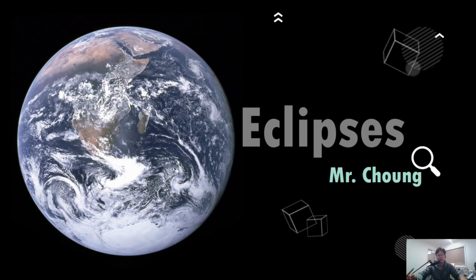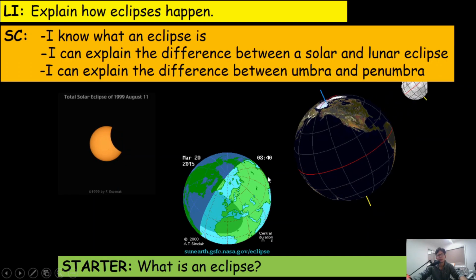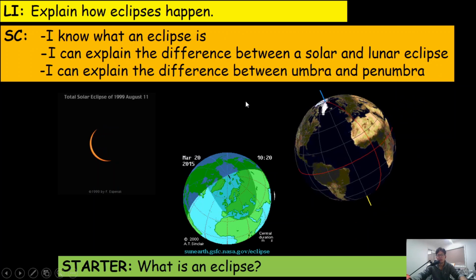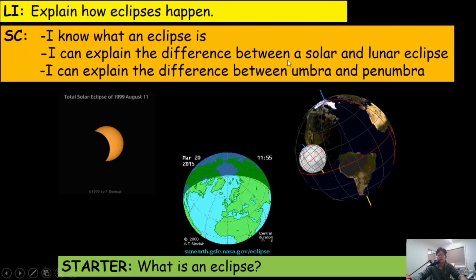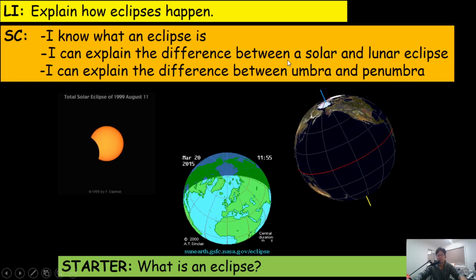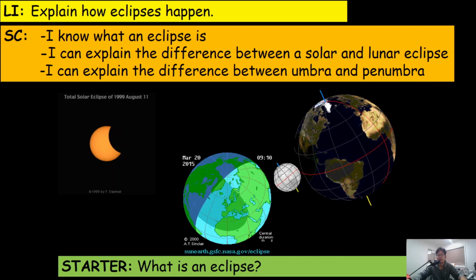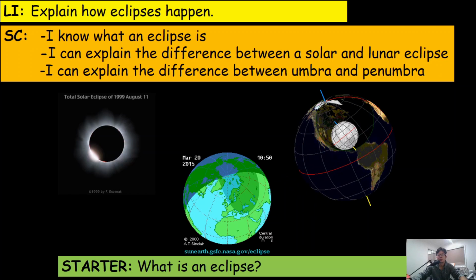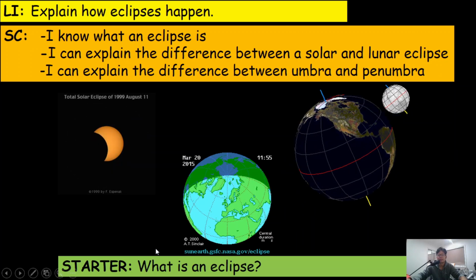So in this video we'll be learning about eclipses, and our learning intention is to be able to explain how eclipses happen. So by the end of this lesson you should all know what an eclipse is, be able to explain the difference between a solar and a lunar eclipse, and also finally be able to explain the difference between umbra and penumbra. So let's start off the lesson by writing these down, and once you've done that, let's write our own definition of what we think an eclipse is.